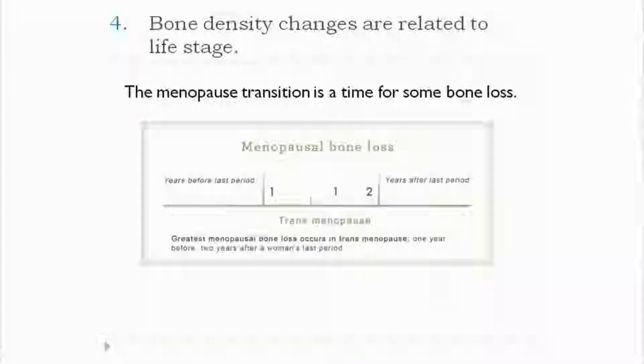Number 4, bone density changes are related to life stage. The most clear example of this is during the menopausal transition. The average woman during this transition, between the first 5 years before the last period to the first 5 years after the last period, loses 10% of her bone mass. Some women, however, lose 20% of their bone mass, and it's really important when you look at your bone density report to know what stage of life you're in.